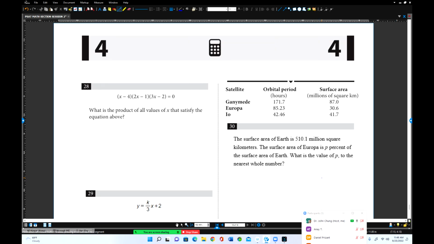Alright, number 28. What is the product of the values of x that satisfy this? That is a solution or root. To make it 0, there are 3 possibilities. To make 0, x equals 4, that is 0. The next one, x equals 1/2. The next one, x equals 2/3, right? They all make 0. That's when you find the product of these three numbers: 4 times 1/2 times 2/3. This 2 cancels out. 4/3 is the answer, okay?